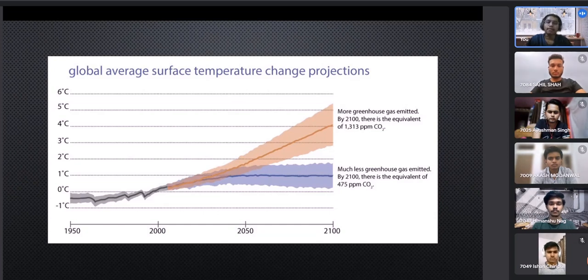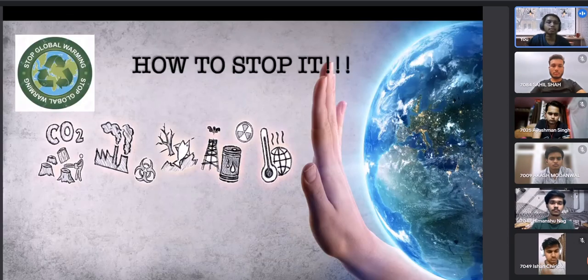But if we take certain steps and measures and reduce the production of greenhouse gases that are emitted, then the parts per million concentration of carbon dioxide will reduce to 475 ppm, and we will see a slight increase in temperature of 1 degree or 2 degrees. Now, as we have seen how hot 2100 will be, let's see how we can prevent this from happening.